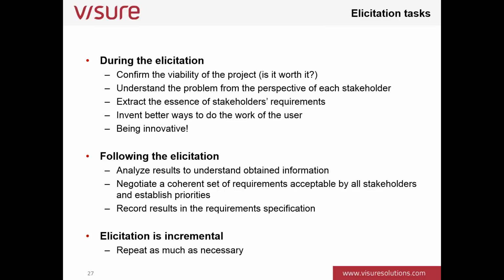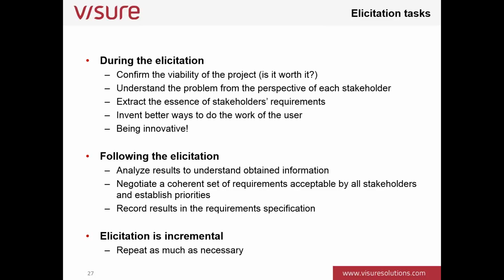We must also try to invent better ways to do the work of the users, trying to be innovative. We can use our previous knowledge of different systems in order to give more information to the user. So, we can do this in this other way, or we can propose things. That is going to be during the elicitation.